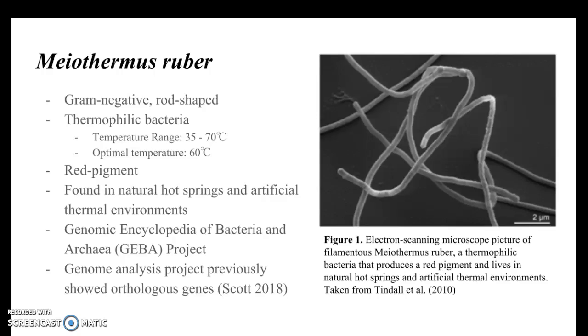It was selected for this project because it is part of the Genomic Encyclopedia of Bacteria and Archaea, or GEBA project, and previous research has shown that it has genes orthologous to those in Escherichia coli K12 MG1655, which is the model organism for this research.